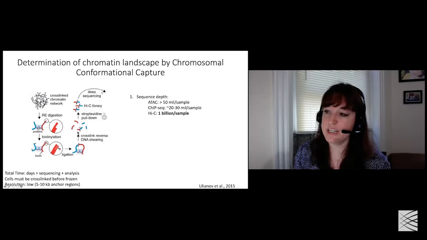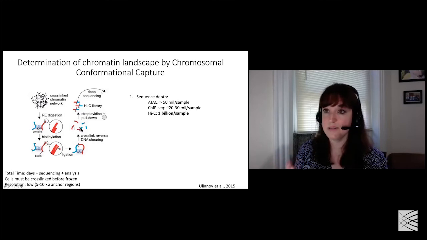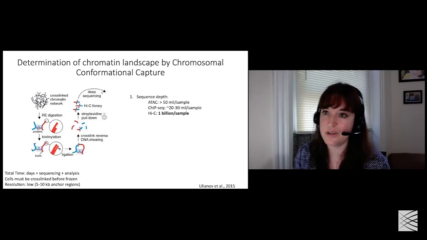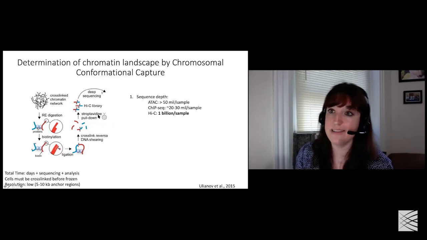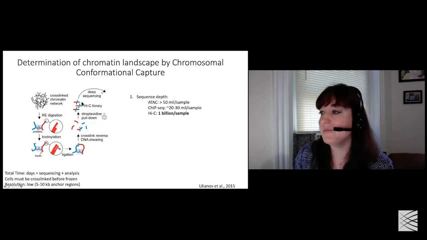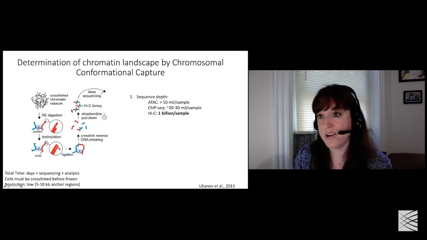So now you have your DNA fragments that look like this, and the ones that are physically next to each other in three-dimensional space, but not necessarily next to each other in two-dimensional space, are going to be biotinylated, right? So you've got your sequences here. These fragments can then be isolated using a streptavidin-coated bead. Streptavidin recognizes the biotin tag and will pull it down. And then you can generate your Hi-C library in a very similar way.